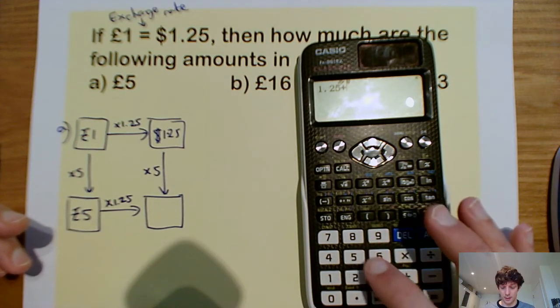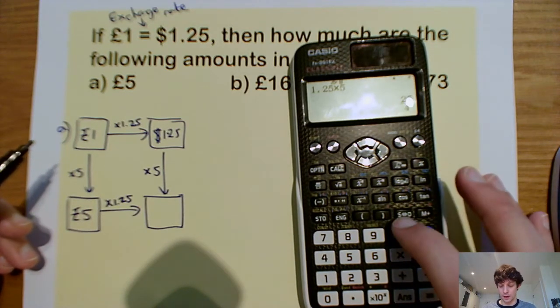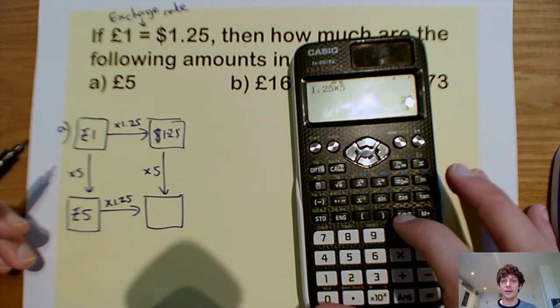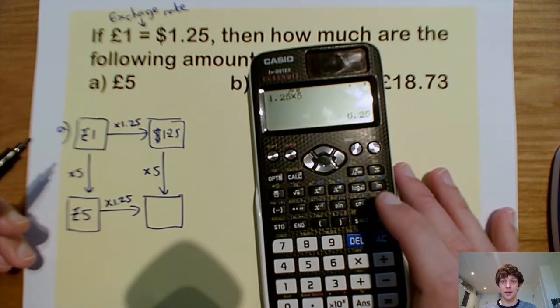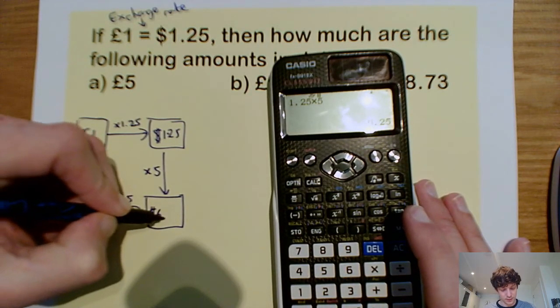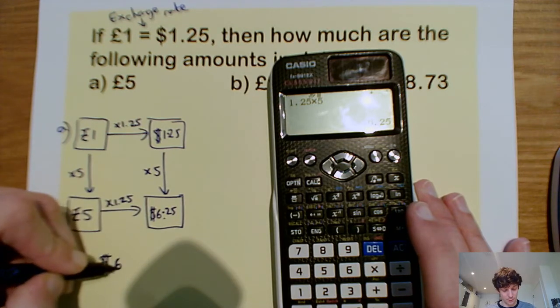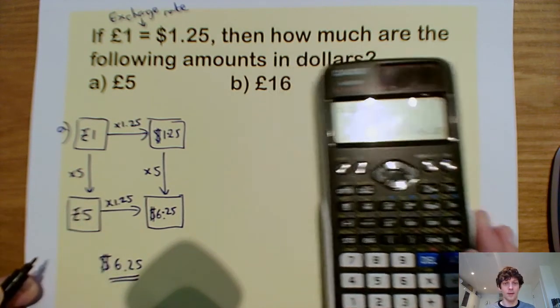So let's do that on my calculator. 1.25 times 5 gives me, well, it says 25 over 4, so I'm going to press this S-D button to change it into a decimal, and now it's telling me it's 6.25. So it's $6.25. Okay, and that would be my answer for A.